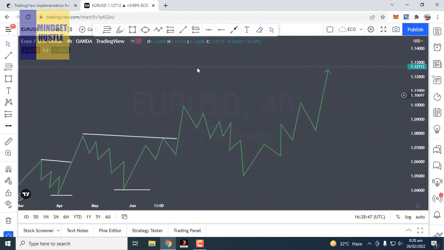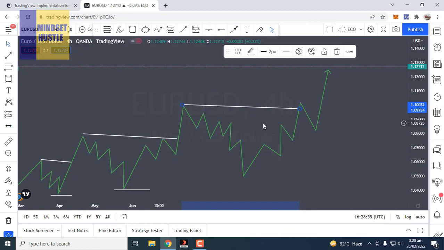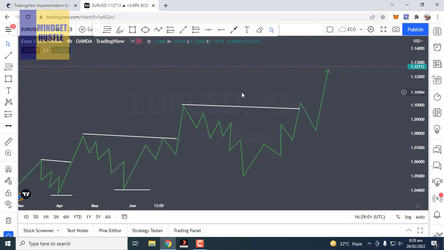All right, so as I said, this is just part one of the series, so don't worry about, oh, he said he wants to take us through and all those stuffs. Okay, so here you can see this high here was also taken out. That means structure was broken.